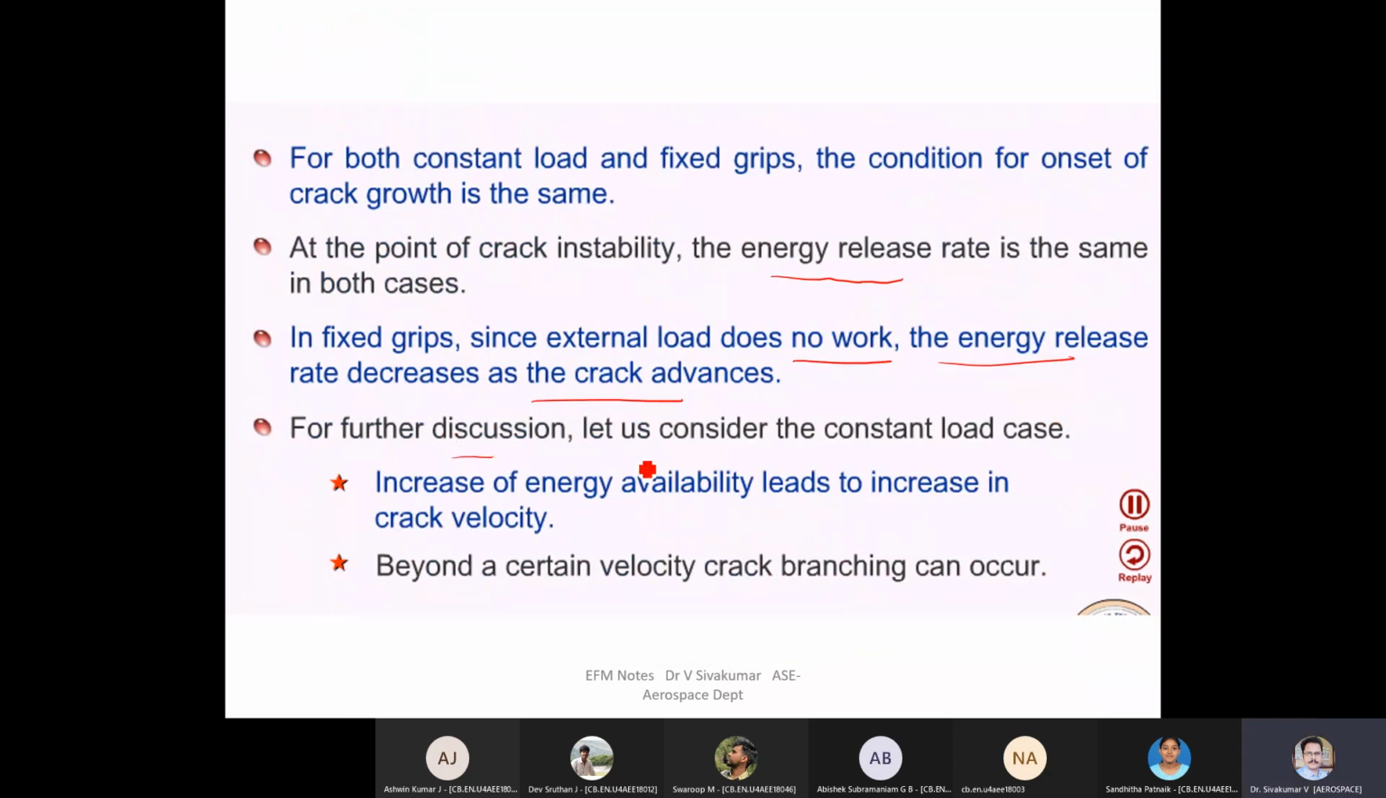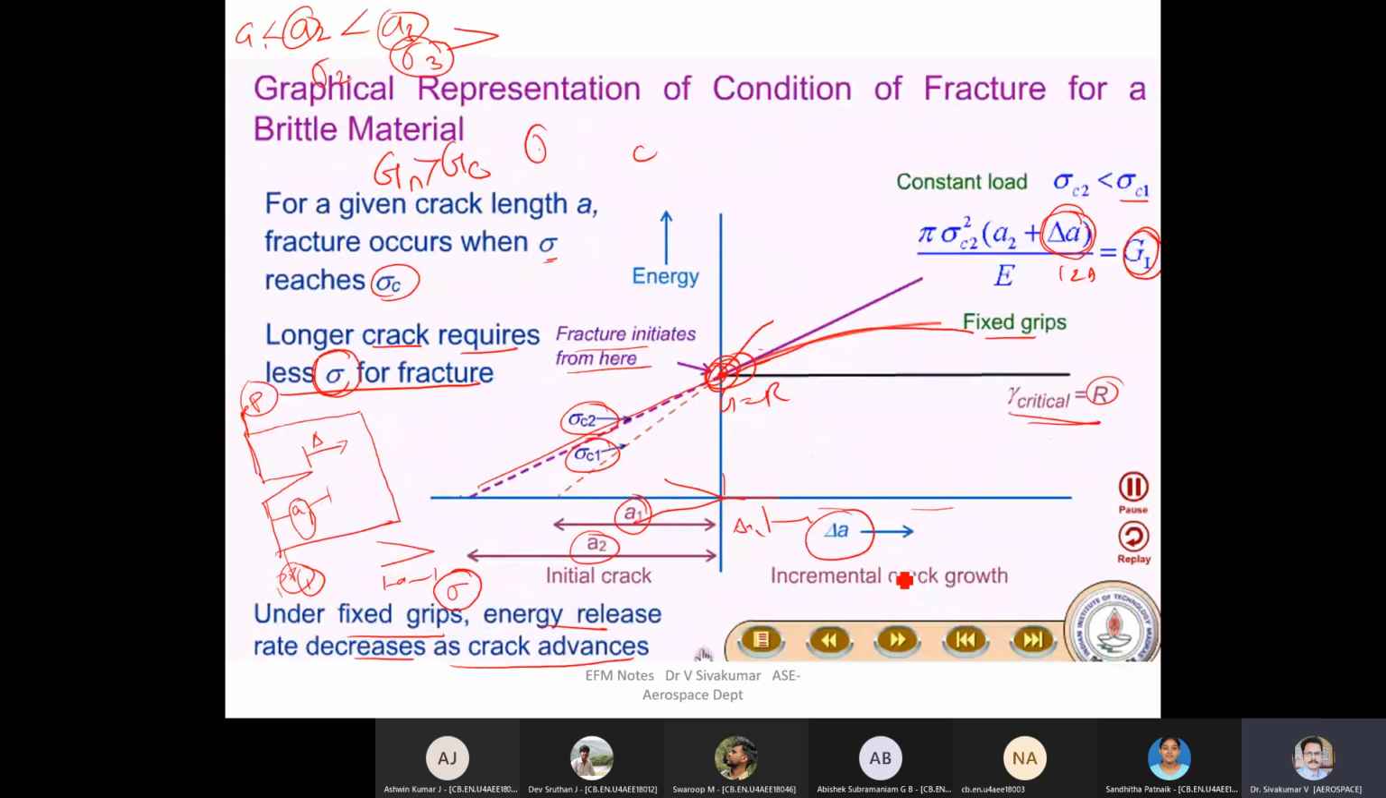For further discussion, let us consider the constant load case. Increase of energy availability leads to increase in crack velocity. Beyond a certain velocity, crack branching will occur. Crack branching means what? One crack comes, then it goes like this. Another crack, it goes like this.